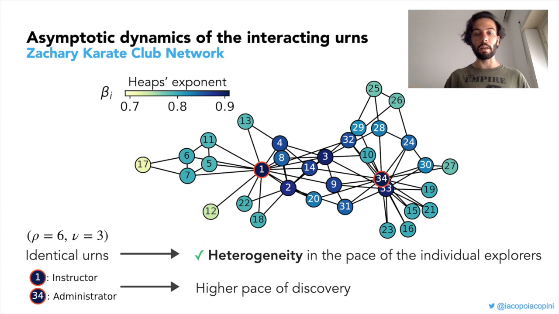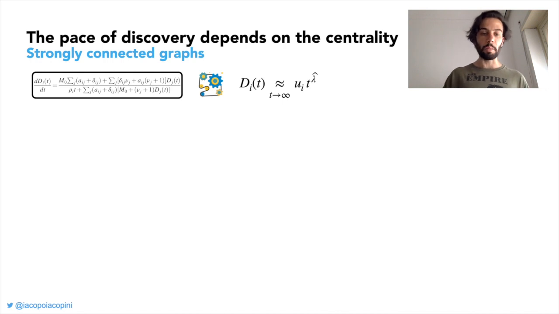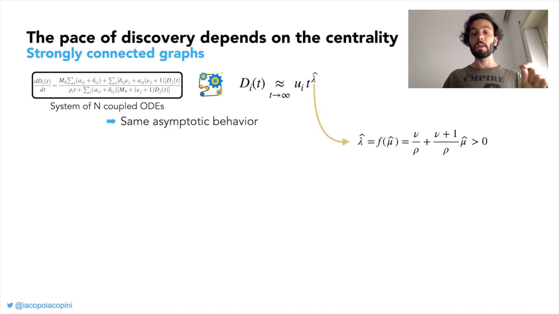So here the color scale gives you the speed at which the urns discover new items. Notice that here all urns have identical sets of parameters. So the difference that we see is completely due to the connection between the agents. To understand the relevance of the centrality, which seems to be crucial in this case, we devised an analytical approach that matches the simulations, which is a system of coupled ODEs. And you can see from here that while asymptotically all the urns behave the same, so you have the same asymptotic exponents for all the urns, which is given by a combination of the model parameters and the leading eigenvalue of the adjacency matrix, a function of the adjacency matrix.